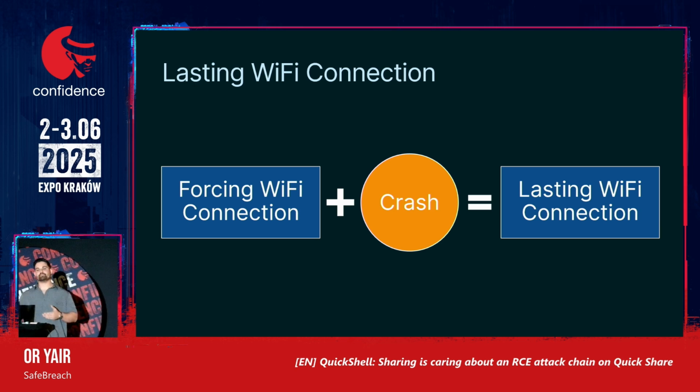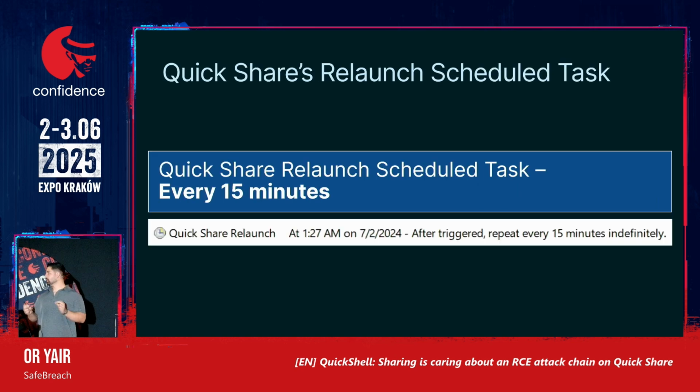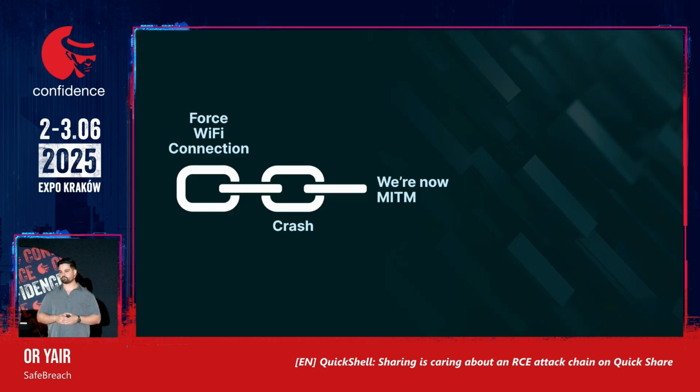But what about the rest of the RCE? How are we going to continue to exploit QuickShare if it crashed? Well, when QuickShare is installed, it creates a scheduled task that runs every 15 minutes, checks whether QuickShare is running or not, and if it's not, then it just runs it. So we can continue to exploit QuickShare sometime between 0 seconds to 15 minutes after we crashed it. So we have our two first links in the RCE chain, which we believe will come in handy for identifying names of downloaded executables.